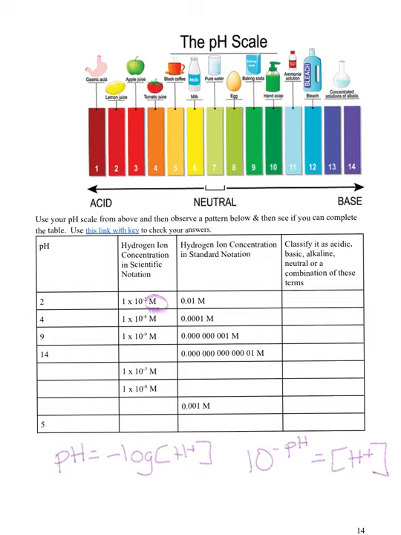So here, actually, we'll erase that so that it's easier to see. This is 0.01. If I write that in scientific notation, I have to move the decimal 2 places. So it's going to be 1, because this number here is a 1, times 10 to the minus 2. The unit stays the same as molarity. Notice that is the same as what I have here. So I have the hydrogen ion concentration in scientific notation or in standard notation.